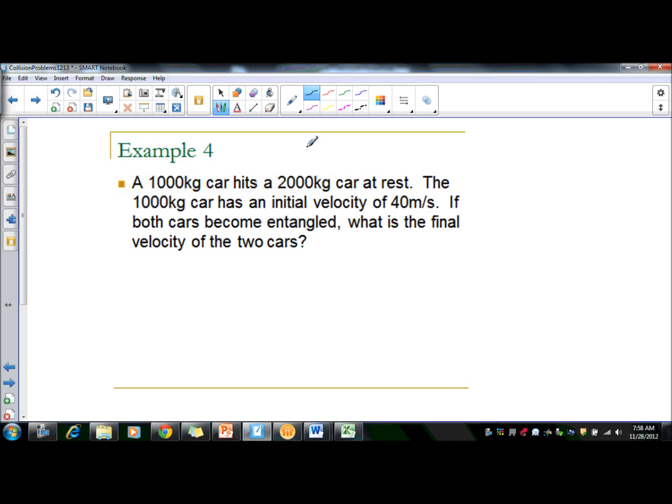All right, so here's another example. So we've got a 1,000 kilogram car hits a 2,000 kilogram car at rest. So the 2,000 kilogram car is at rest. So we'll go ahead and label this M2. Here we go, M1 kilograms. First one is M1. M2 is at rest, so V2 naught is 0, since it's at rest. The 1,000 kilogram car has an initial velocity of 40, so that's our V1 naught.